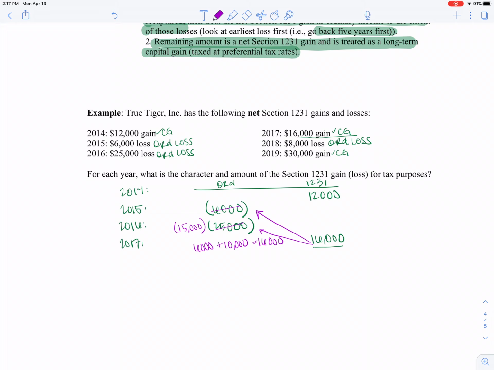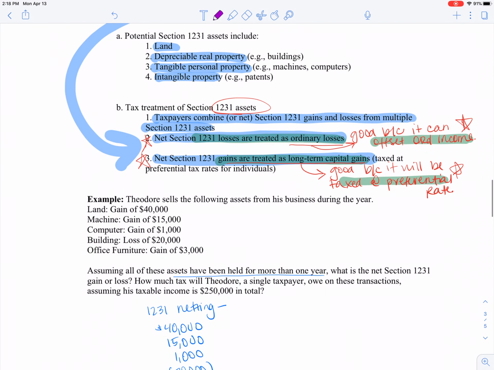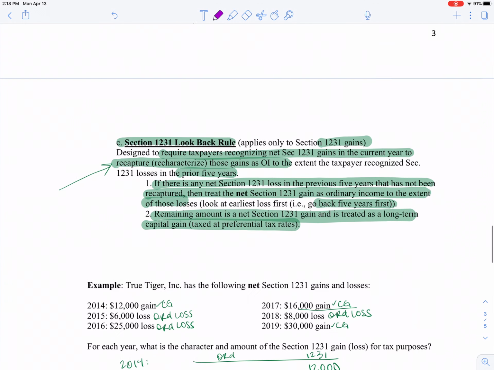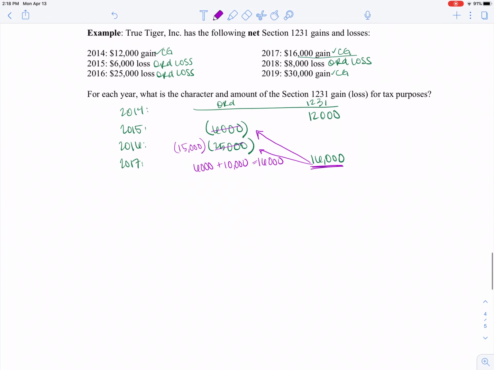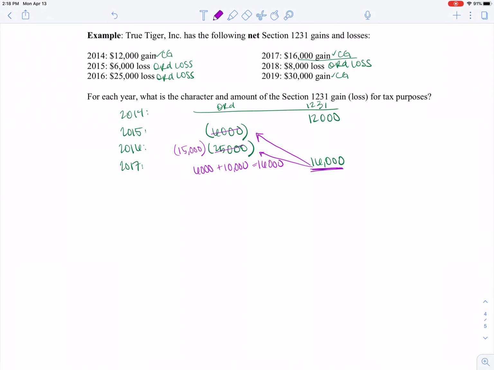So this gain of 16 that happens in 2017 is, even though it's a 1231 gain, and even though the default rule is that that should get long-term capital gain treatment, it's not going to because of the 1231 look-back rule. It has to be recharacterized. I'm going to say recaptured as ordinary because I've taken this benefit in previous years.